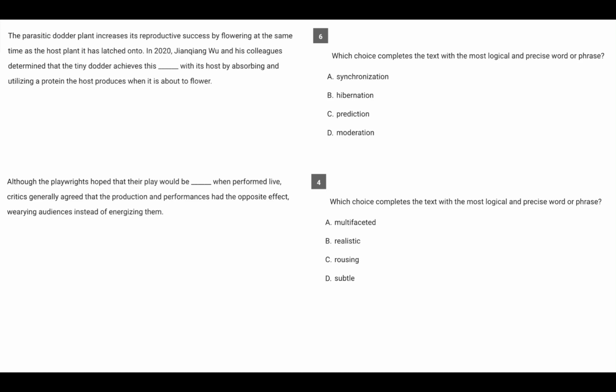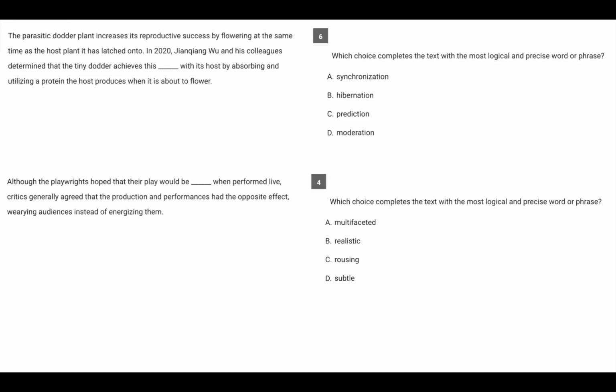By saying this, we are referring to what is said before this. So we're referring to the first sentence. This something with its host. So maybe this connection with its host, or this relationship with its host, because what is being described in the first sentence is the relationship between the dodder and its host. They told us that the dodder plant increases its reproductive success by doing what? By flowering at the same time as the host plant. So we need to find an answer choice which matches that.